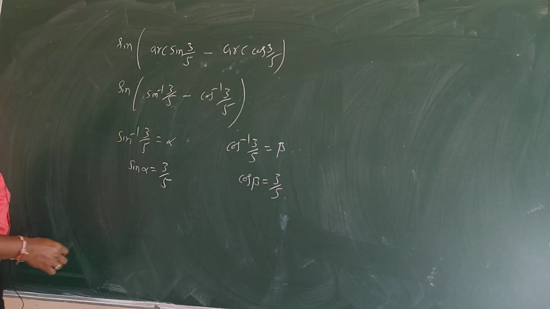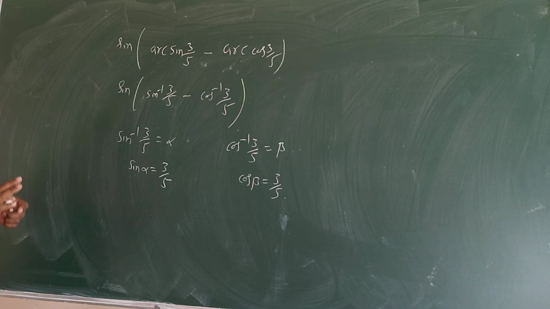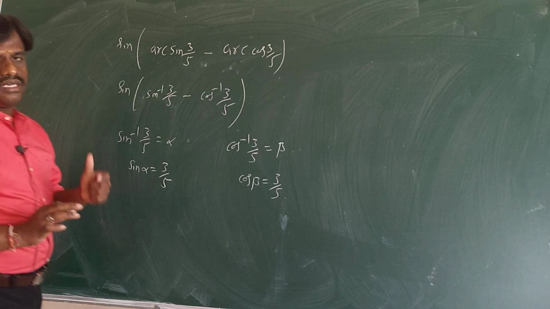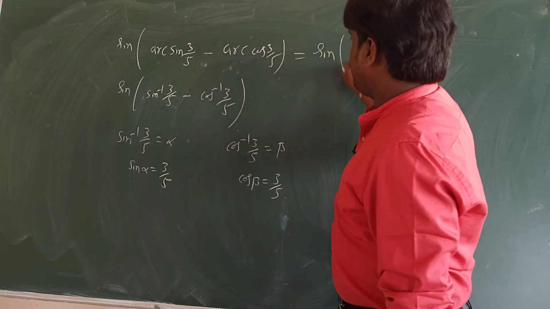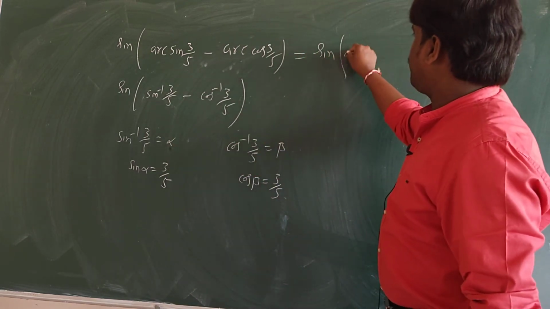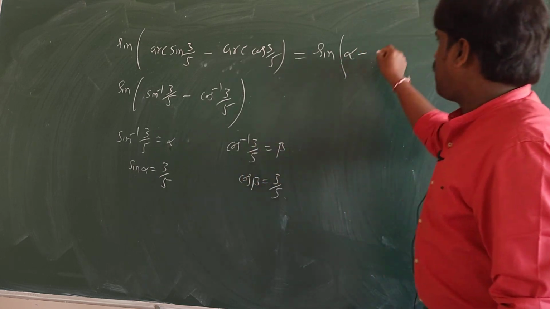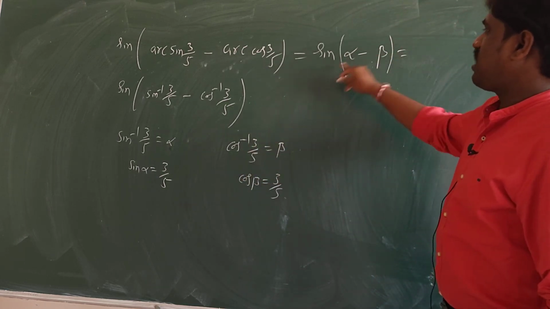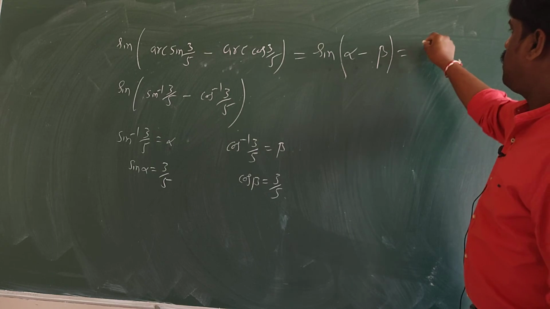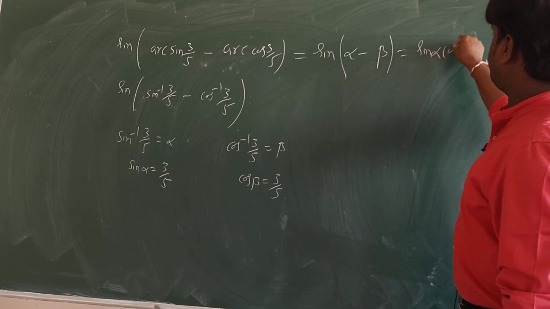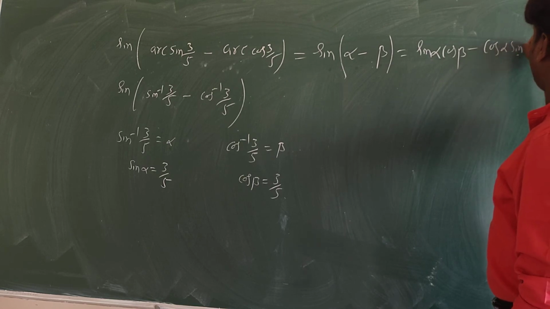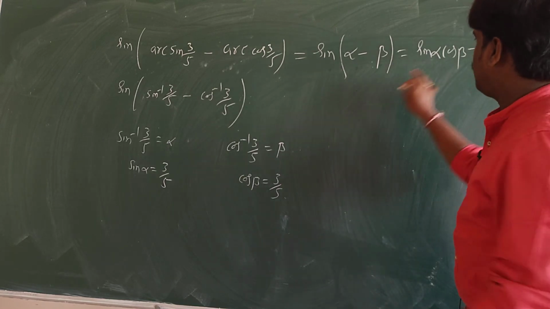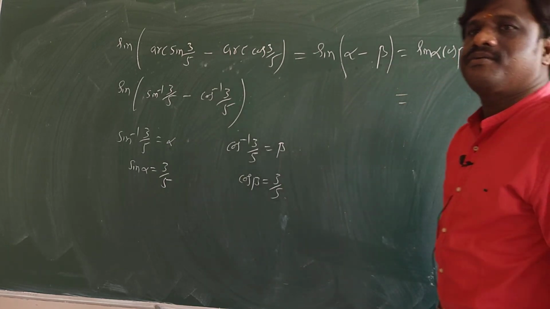So both are 3 by 5. See how the question changes. See, the question is changed here. Sine of alpha minus beta has come. So the sine of A minus B formula is sine A cos B minus cos A sine B. If you substitute these values in this, answer over.